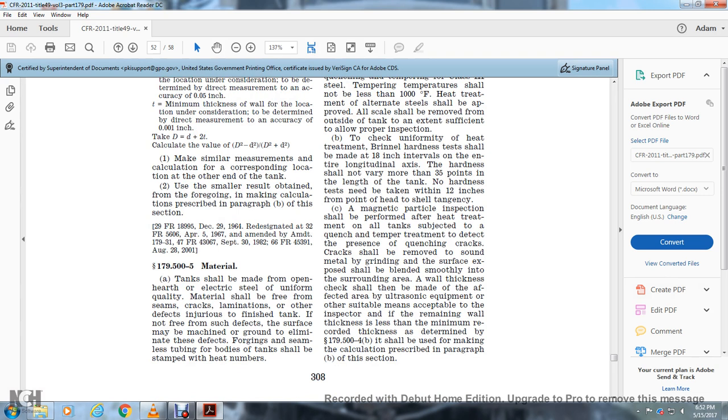Magnetic particle inspection shall be performed on all tanks subject to the quenching temperature and the treatment of defects. Quenching cracks: the cracks shall be removed to sound metal and the ground surface exposed shall blend smoothly into the surrounding area. The wall thickness shall then be checked with ultrasonic equipment or other suitable means acceptable to the inspectors. The tank shall be rejected if the wall thickness is less than the minimum required thickness as determined by 179.504(b), making the calculation prescribed in paragraph (b) of this section.